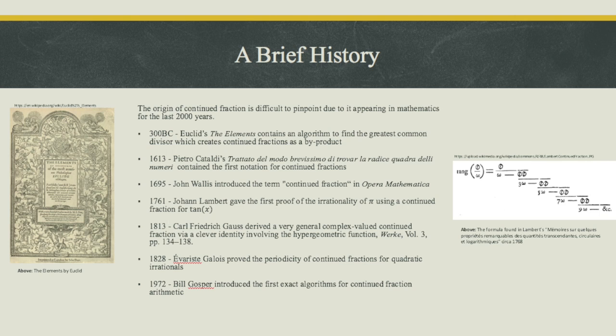Examples include Johann Lambert in 1761 giving the first proof of the irrationality of pi using a continued fraction for tan x, which is seen in the picture to the right. Another example is in 1770, when Lagrange stated and proved that any quadratic irrational number has a continued fraction expansion which is periodic from some point onwards.